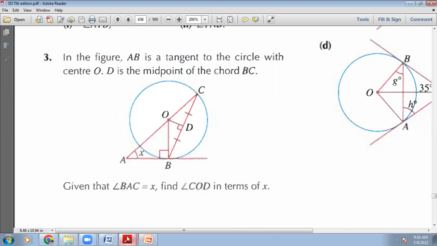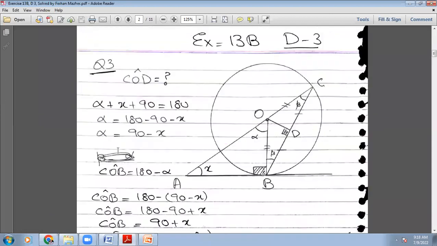So let me show you. So they want the basic angle COD. So suppose this angle is alpha, this angle is 90. This angle is X, okay. So alpha plus X plus 90 equals to 180. So the alpha will be 180, they will go to the other side, minus 90 minus X. So it will be 90 minus X, okay. So the alpha, this angle here is 90 minus X.